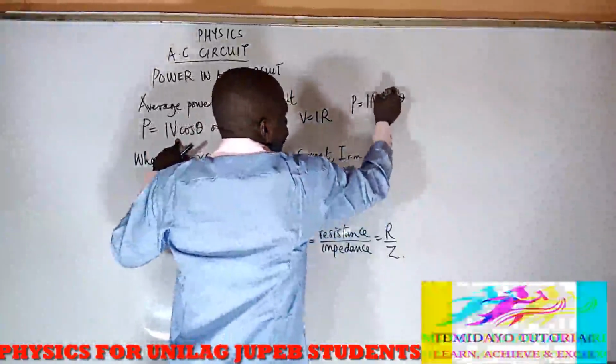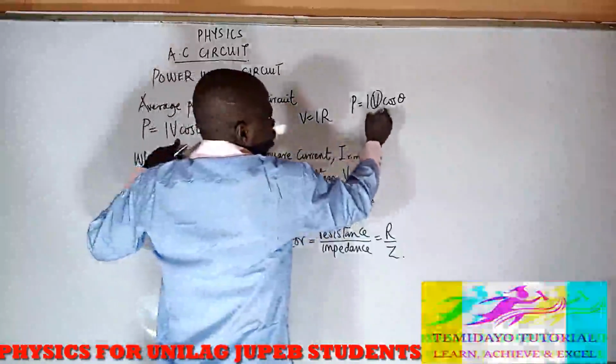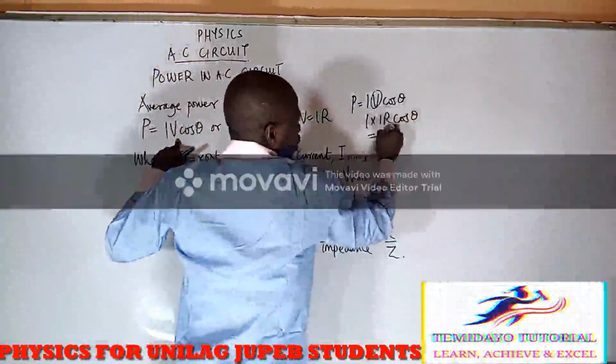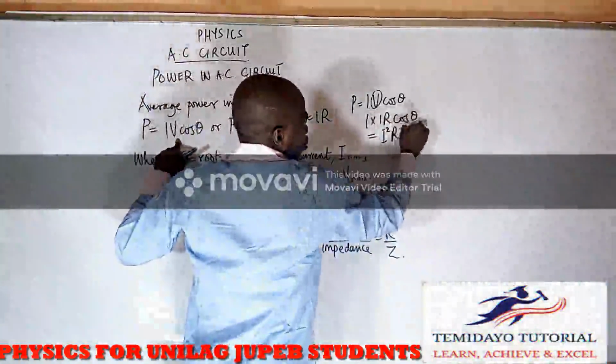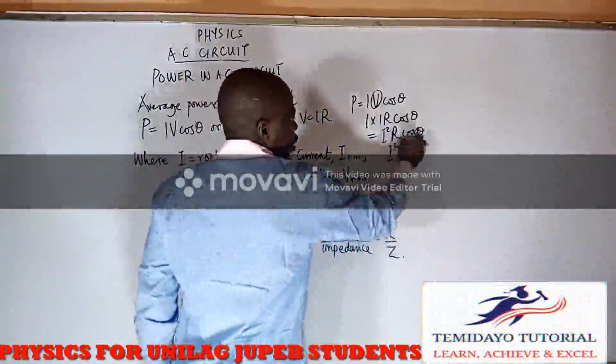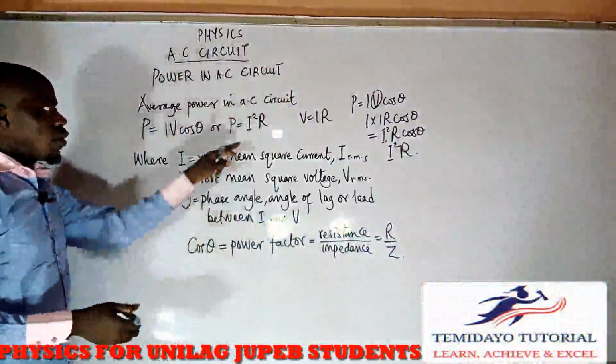So if you remove your V, which is the same thing as V equals IR, you have I multiplied by IR cos theta. So you can have it as I squared R cos theta, or you can have it as I squared R. That is how we get this other formula.